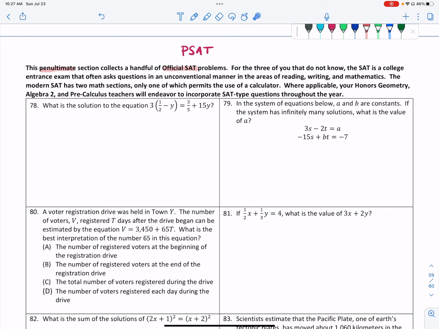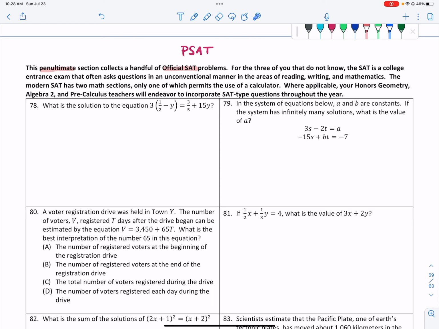Okay, for those of you who do not know, the SAT is a college entrance exam that asks questions in an unconventional manner in the areas of reading, writing, and of course, mathematics. The modern SAT has two math sections, only one of which permits the use of a calculator. So you can use a calculator in one, and the other one, no, sorry, not even one of those kind of four function calculators. Nothing at all. You got to do it all by hand. Where applicable, your honors geometry, algebra 2, and pre-calculus teachers will endeavor to incorporate SAT style questions throughout the year. So here is a preview of them.